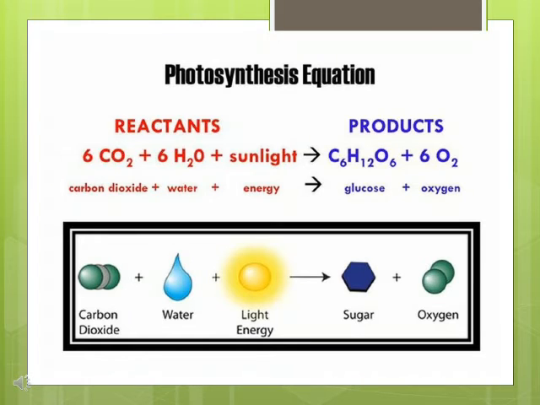The process of photosynthesis can be represented with the help of the following equation. 6 molecules of carbon dioxide and 6 molecules of water in the presence of sunlight and chlorophyll will give glucose and oxygen.